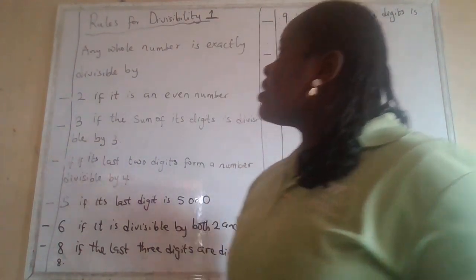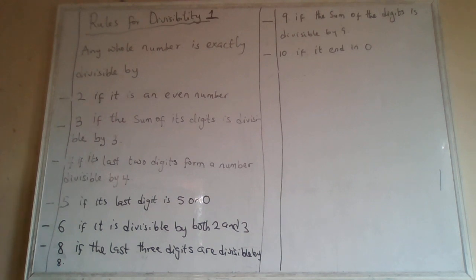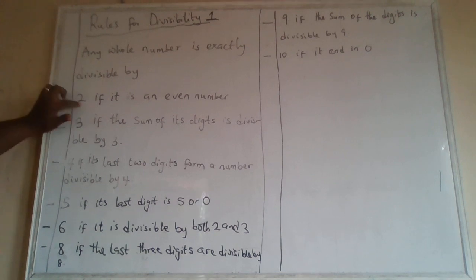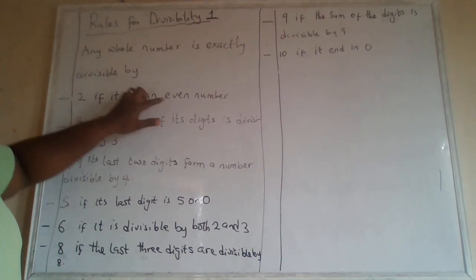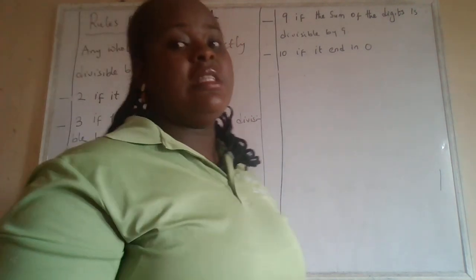Now, please, on the board we have the rules of divisibility. So we say that any whole number can exactly be divisible by 2 if it is an even number. If a number is an even number, then we say that 2 can divide the number.